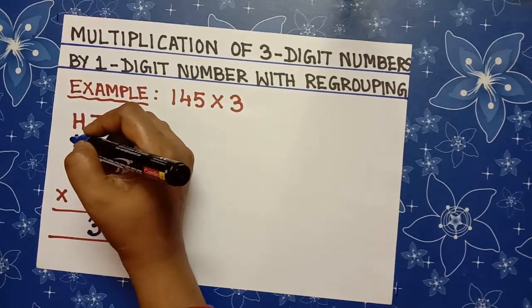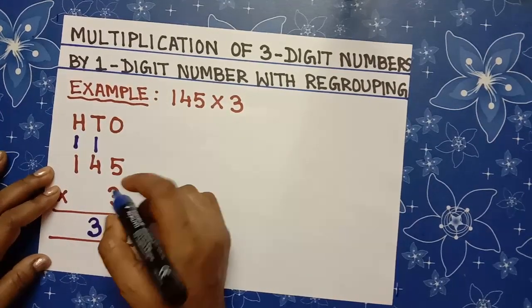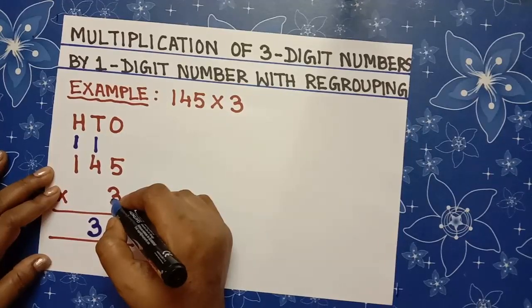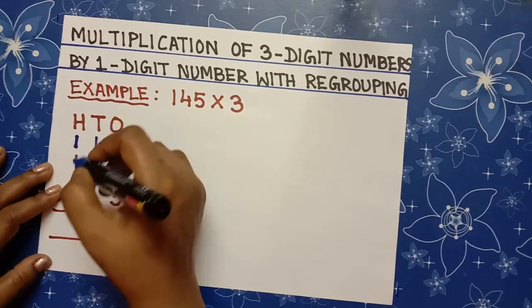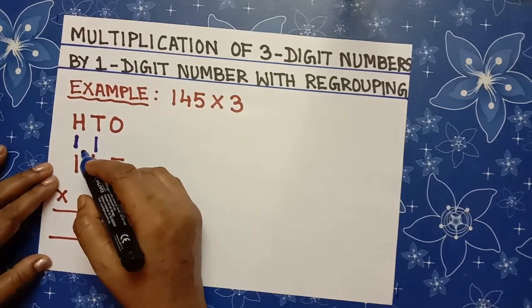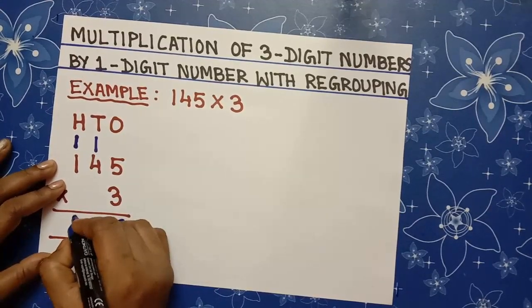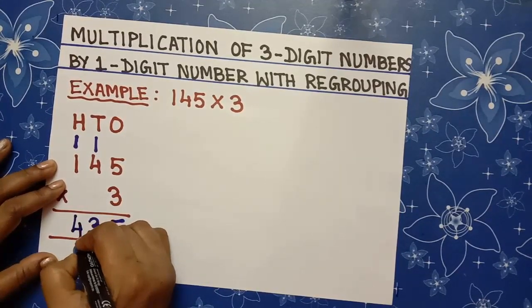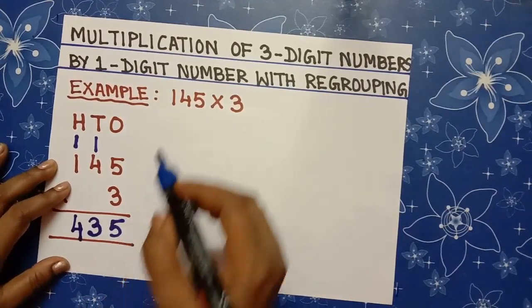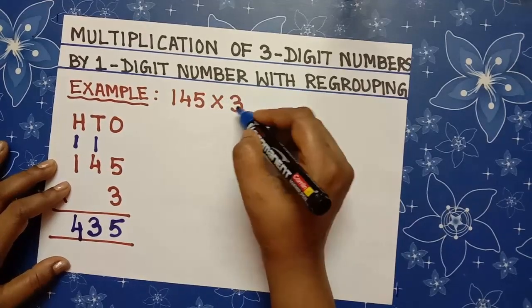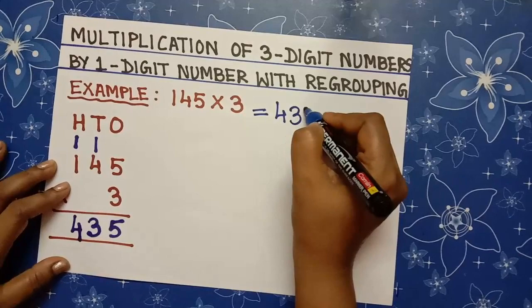Now multiply the hundreds digit. 1 hundred into 3. 1 three is 3. Add 1, which is the carried over number. So 300 plus 100 is 400. So write 4 in the hundreds place. So the product is 435. So 145 multiplied by 3 is equal to 435.